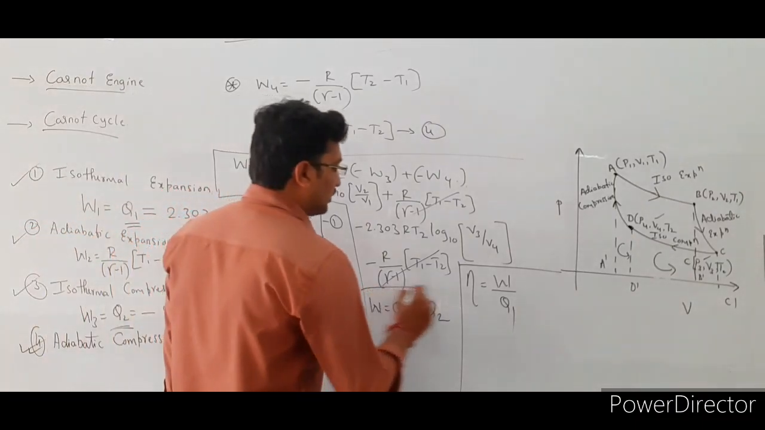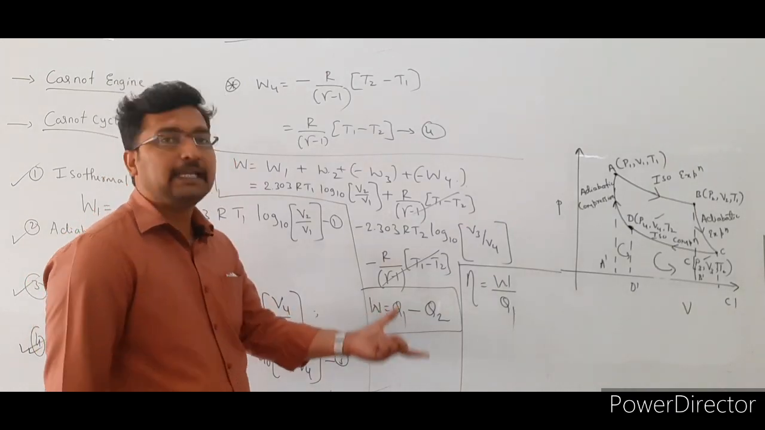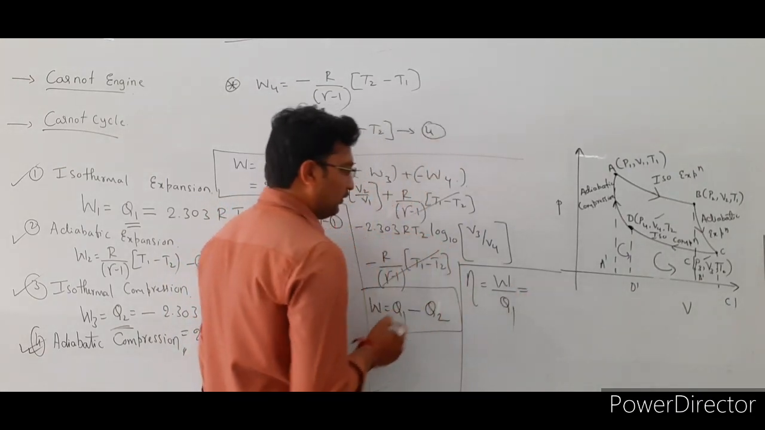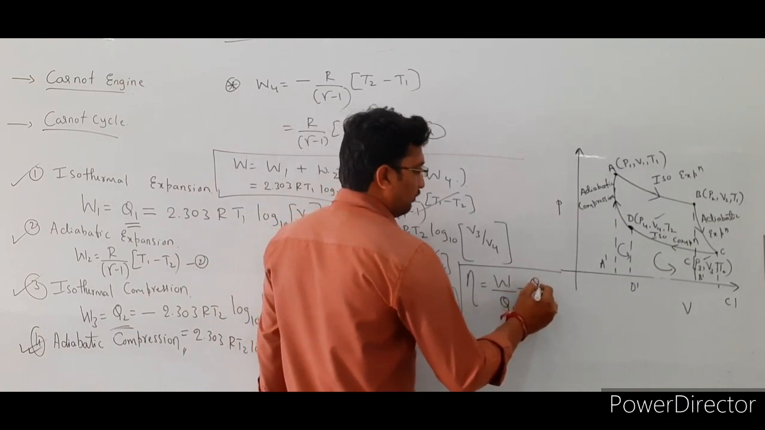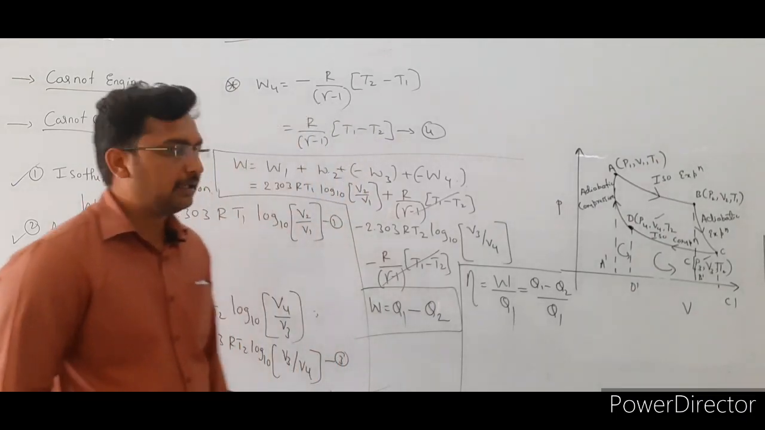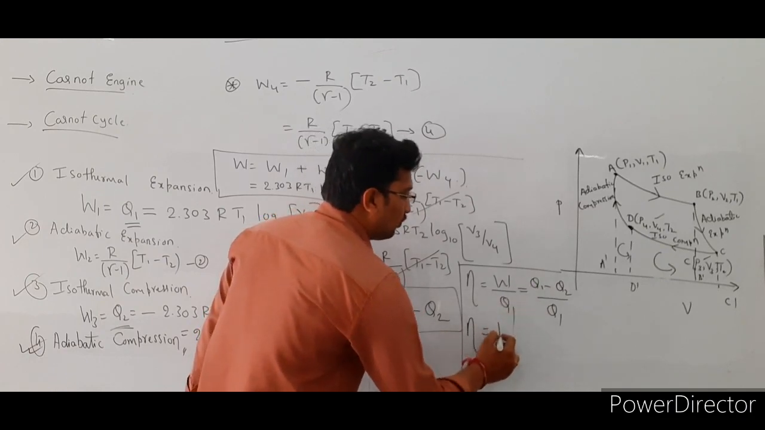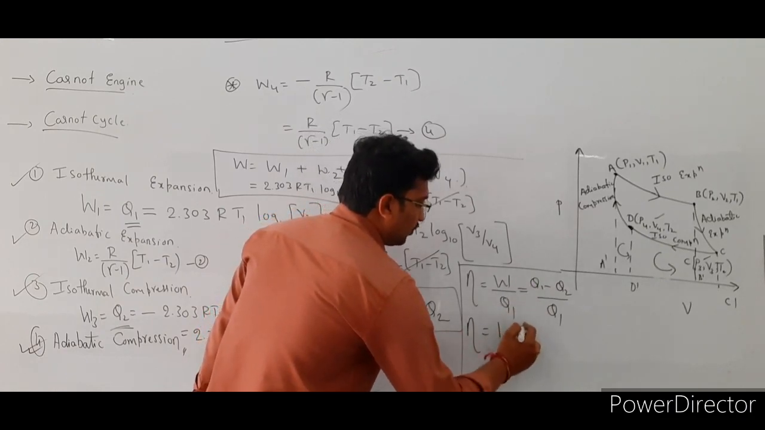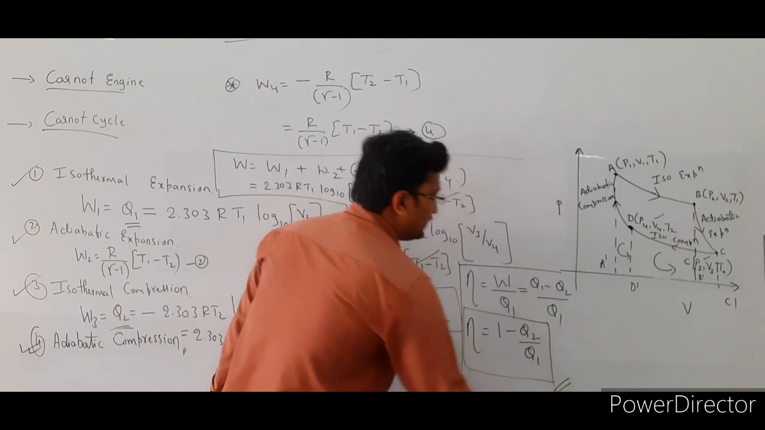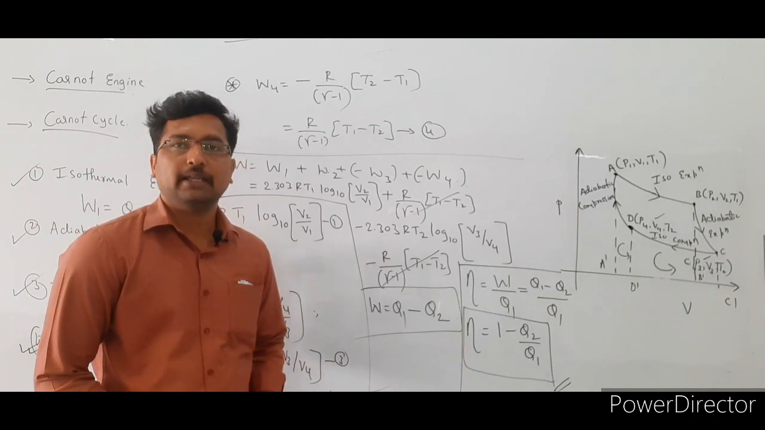Here the work done, what is the work done value? That is Q1 minus Q2. The work done value is Q1 minus Q2, and heat absorbed from the source is Q1. Then substitute the W value here, that is Q1 minus Q2 divided by Q1. So efficiency, that is eta, is equal to 1 minus Q2 by Q1. So this formula we use to find the efficiency of the Carnot engine, that is eta is equal to 1 minus Q2 by Q1.